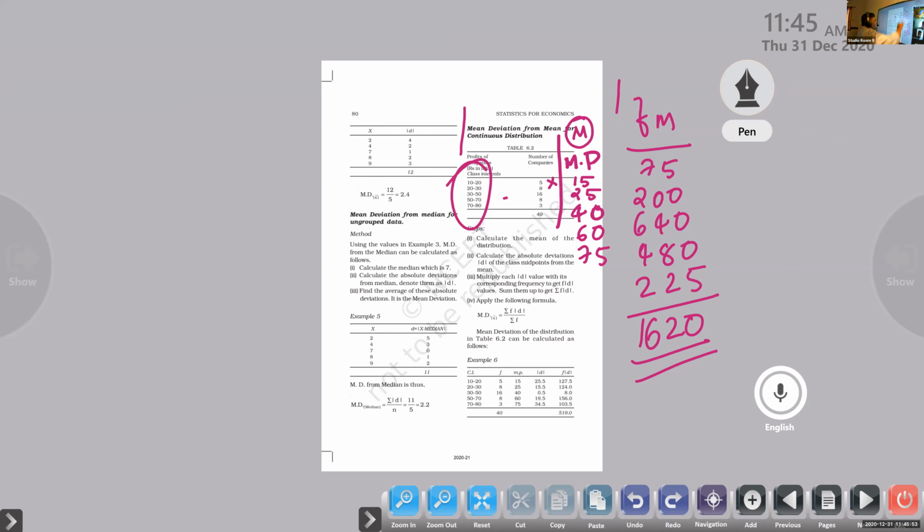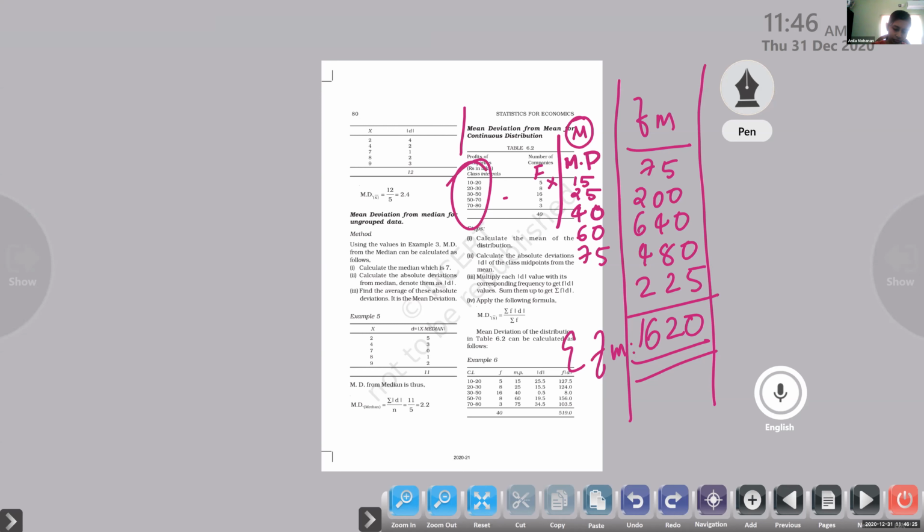Next, we want to find out the FM. F into M means frequency into the midpoint. So 5 into 15, 75. 8 into 25, 200. Like that. Then the sum of this FM is 1620. If you add all these numbers together, you will get that same 1620. Got that, Anila? Yes. Then what do you want to do?